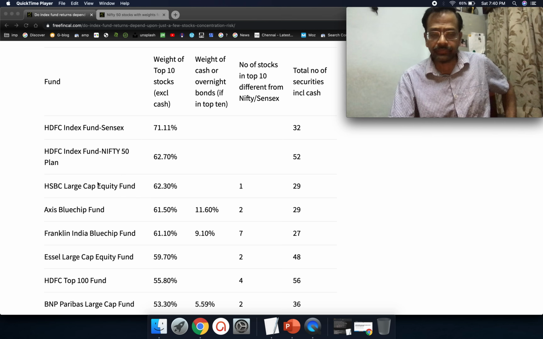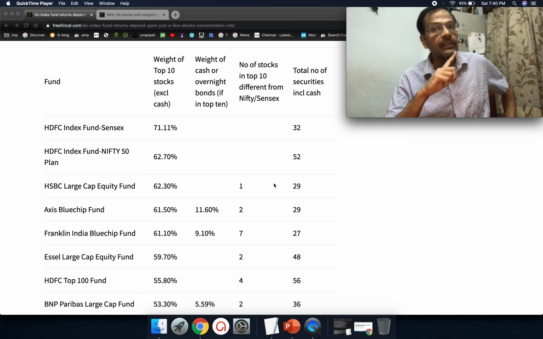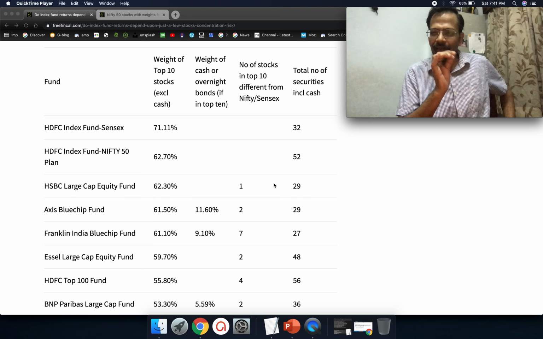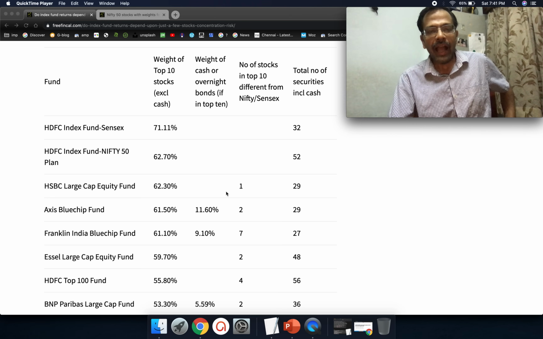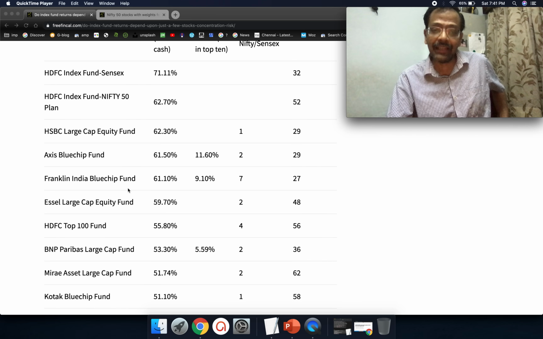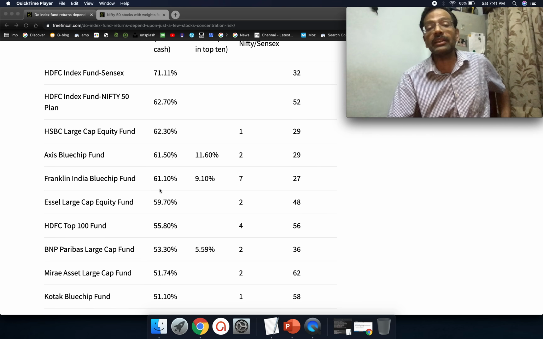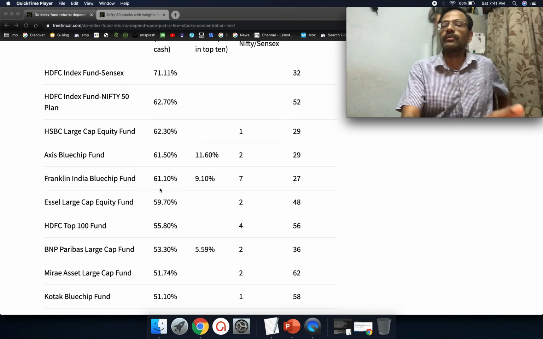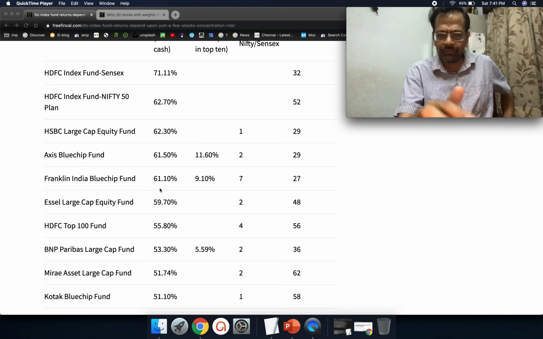If you take a look at HSBC large cap, the top 10 has got 62.3% weight. Again, there is a concentration risk, and only one stock is different from the top 10 in the Nifty or the Sensex. Remember, top 10 in Nifty or Sensex is identical. Weights will be slightly different, but they're identical. Axis Blue Chip 61.5% weight, and there are only 2 stocks which are different. And in the case of Franklin Blue Chip, there are 7 stocks which are different, but still the top 10 constitute 61%. And then it kind of goes down a little bit.